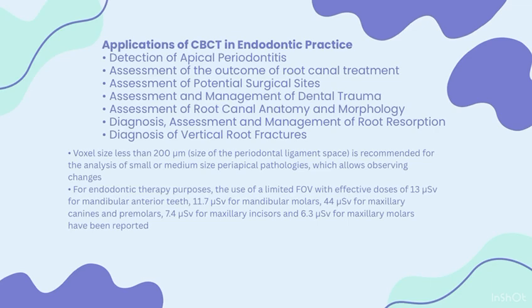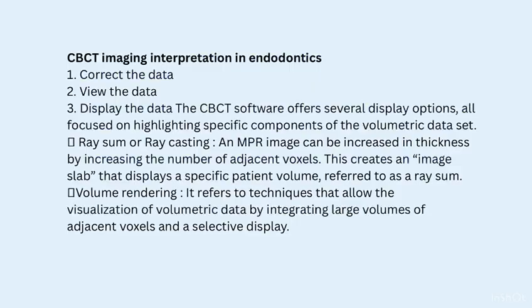CBCT imaging interpretation in endodontics is carried out as follows. Correct the data. Initially, the data has to be corrected by adjusting the orientation, such as the axial, sagittal and coronal views. View the data. Due to the large number of components of orthogonal images in each plane, it is necessary to review each CBCT analytically by scrolling through the orthogonal images.